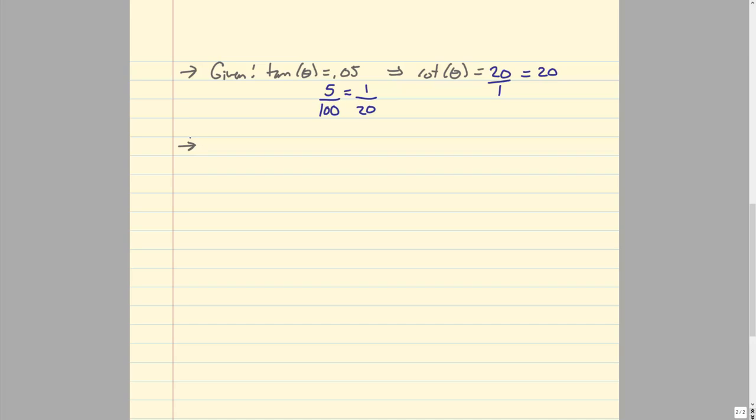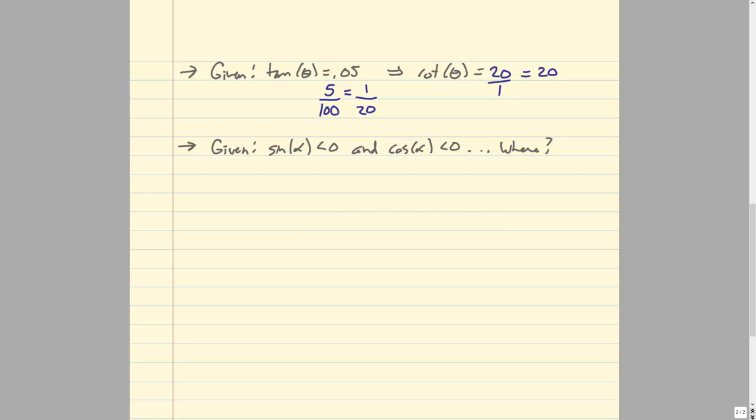Now, some other types of problems that we're going to be looking at don't necessarily involve the reciprocal identities, but they do talk about knowing where an angle is located based on given information. So for this example, let's go ahead and look at sine alpha less than 0 and cosine alpha less than 0. And the question is, where is this? Which quadrant is this in?